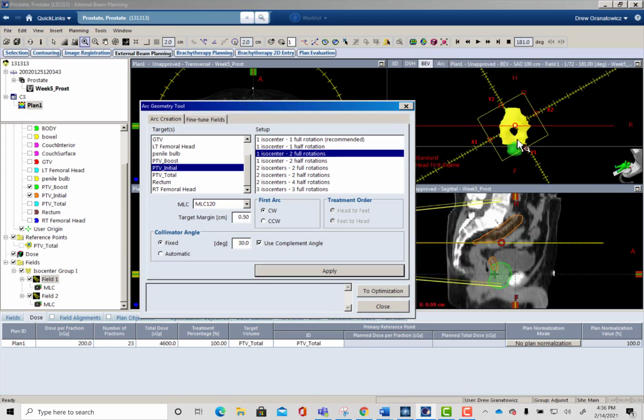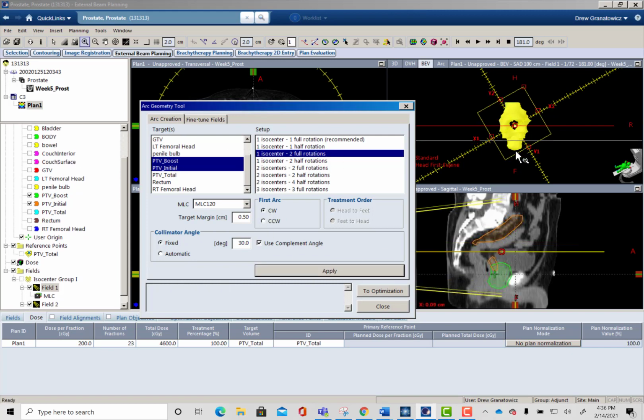I'll show you, it is only going to make sure it covers that initial volume. And remember, the PTV initial is only our nodes. So see, you look down here, it's missing that boost. As we rotate around, it'll be missing that boost volume. So what you need to do is use your control key, and you can actually select multiple volumes to use in this arc geometry tool. So now if I hit apply, you can see it opens up and it covers both of those volumes really well. Okay, so I'm just going to stick with 30 on this one. I think it'll work okay.